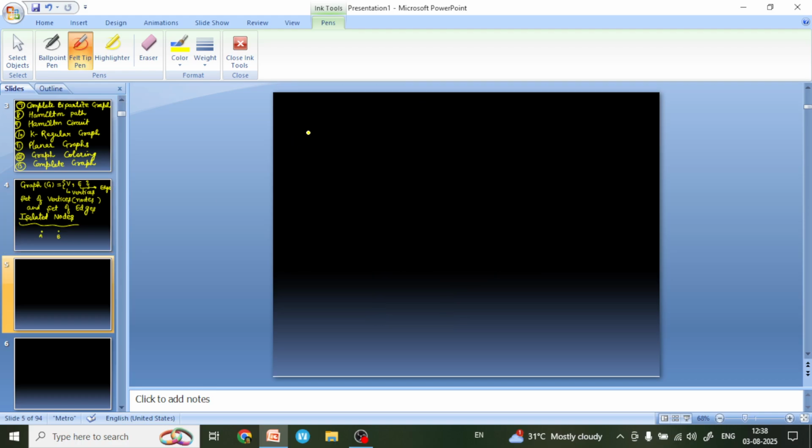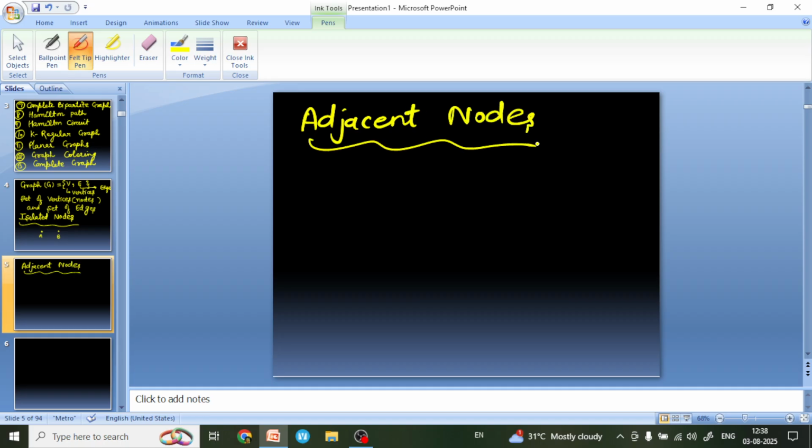Second one, adjacent nodes. Adjacent nodes means any pair of nodes which are joined by an edge. Example, A and B nodes. When we draw this line, this is the edge, and this edge joins two nodes A and B, and A and B both are adjacent nodes.